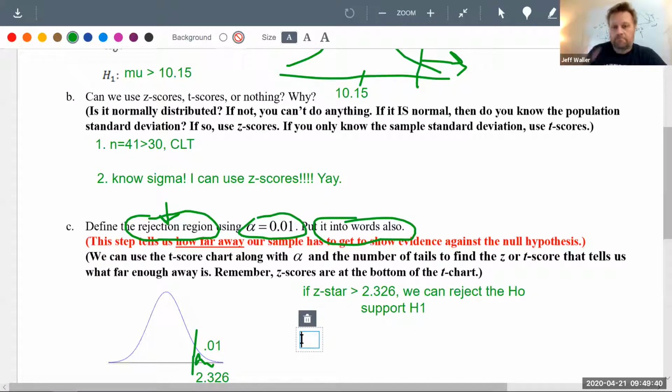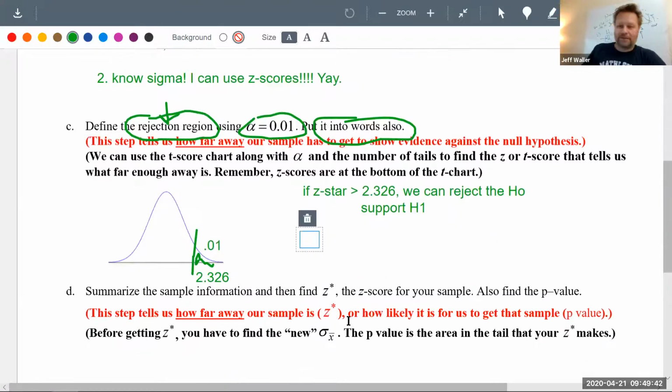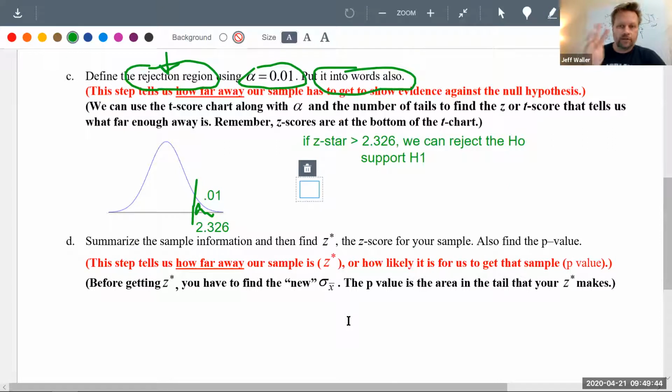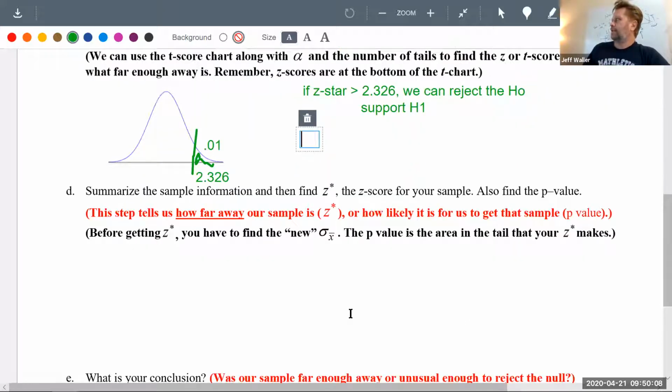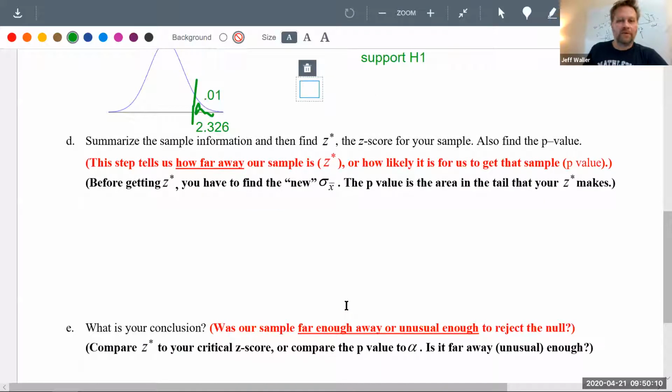All right. Okay. And so to tell you the truth, the third and fourth steps, C and D, are the heart of the hypothesis test. Where does evidence start? Did we find enough evidence? That only makes sense. So part C is, where does evidence start? In this case, 2.326. Part D is, how far did our sample get? Did it get far enough away to show evidence that the null is wrong? So part D is going to be very familiar.